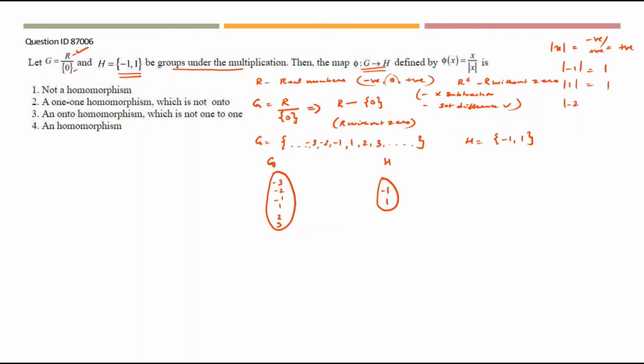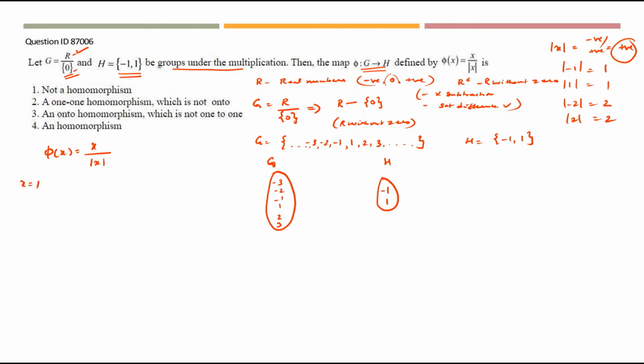So when I say it is minus 2, it is 2. When I say it is 2, it is 2. So when I apply modulus, it automatically converts into positive. Phi of x is equal to x divided by mod of x. X is from the set of real numbers. We should not take it for 0 because they have given it is excluding 0 here. So don't take 0 for x.